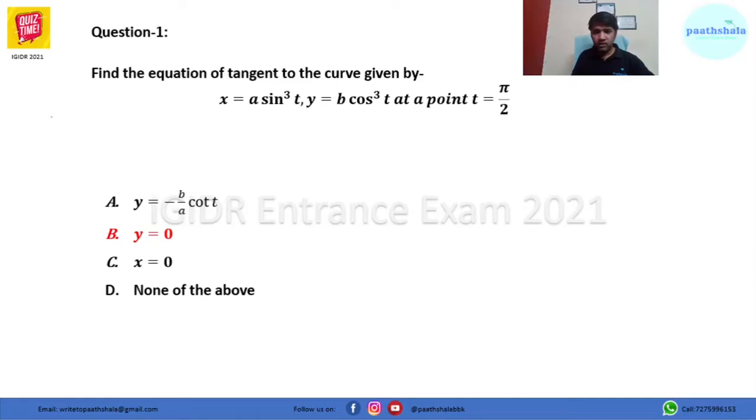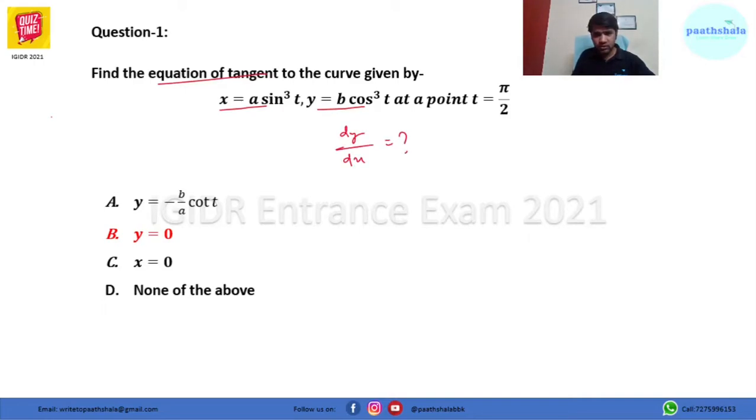So let's begin with the first question. In this question, we have to find the equation of tangent. In order to find the equation of tangent, we have x and y in parametric form. So first of all, we need to find the slope. That is dy by dx.